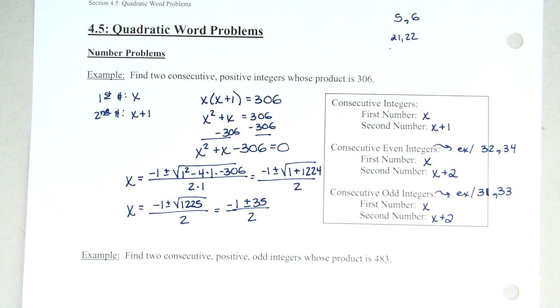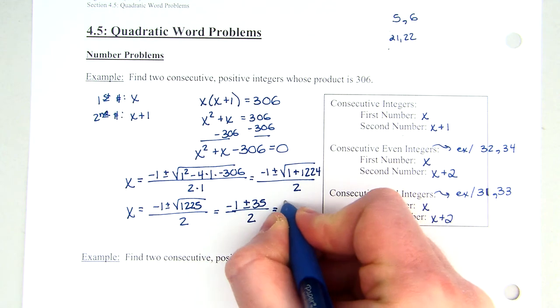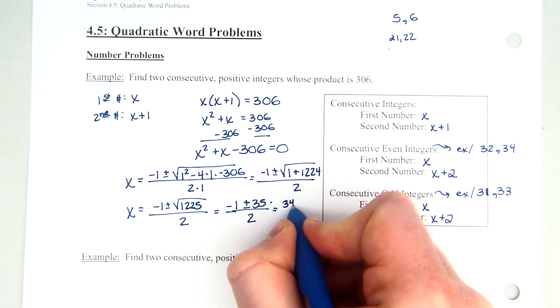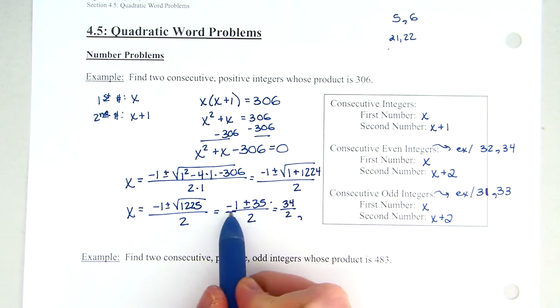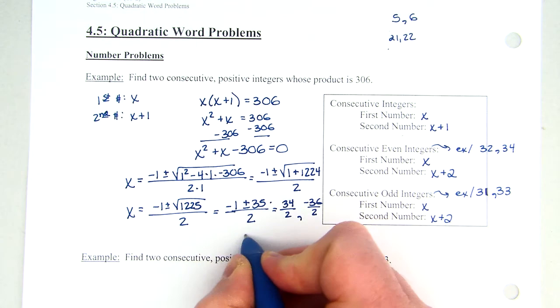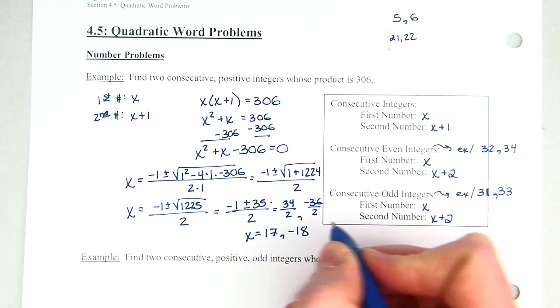I'm going to go and do those two problems now. I'm going to do negative 1 plus 35, rather. That's 34 over 2. And I'm going to do negative 1 minus 35. That's negative 36 over 2. Which means x equals 17 or negative 18.